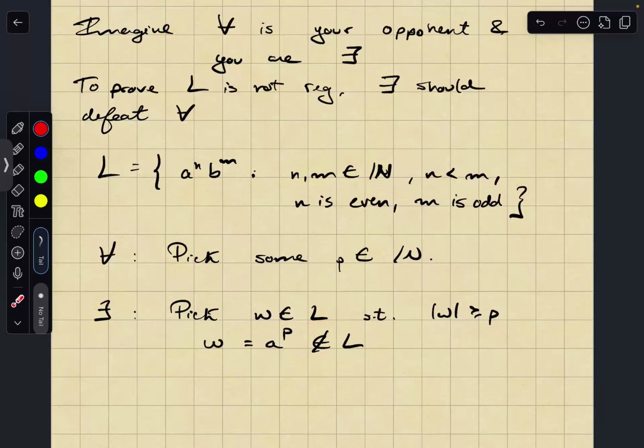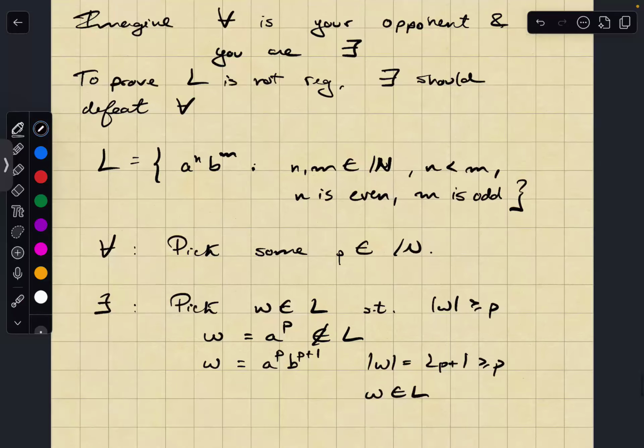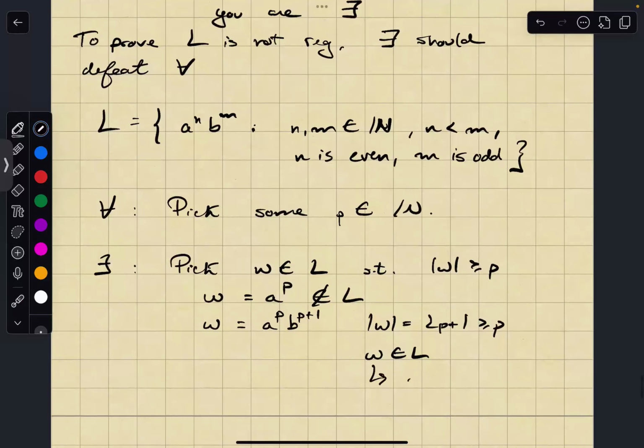Okay, so let's try something else. I need to have the B's be more than the A's. So one natural thing that one might think of is, well, let's just have one extra B, right? So A^P, B^(P+1). Right, so here the length is 2P plus 1, so it's definitely greater or equal to P. Now, is W in L? Not necessarily, right? Not necessarily.